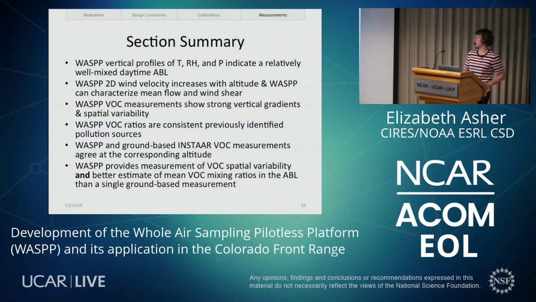We also show that there are strong vertical gradients in VOCs with altitude, even within a well-mixed boundary layer, I think. And that the WASP instrument can confirm previously identified sources of pollution using VOC ratios. Then the last thing I wanted to mention, which was in the last couple of slides, is that we have good agreement with the INSTAR measurements from the Boulder Reservoir, but also that a single measurement at 5 meters just can't represent spatial variability or potentially the mean mixing ratio of VOCs in the boundary layer. And I think that's an important point.